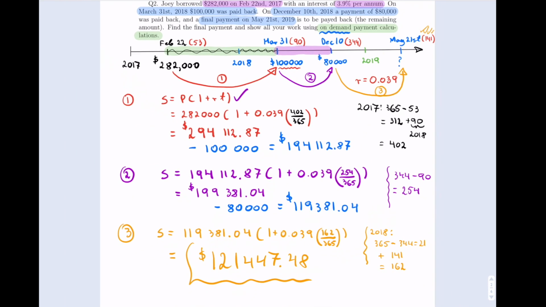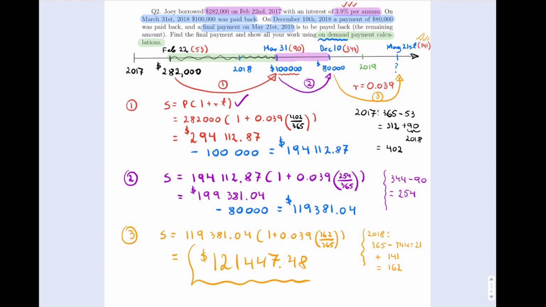So when you're looking at this, this is an annoying and hard question. Because we have it on demand, where we're paying it off as we go, you have to take away the payments. And this is how you could approach this question. All right, so that final payment is this payment right here. I hope that helps.